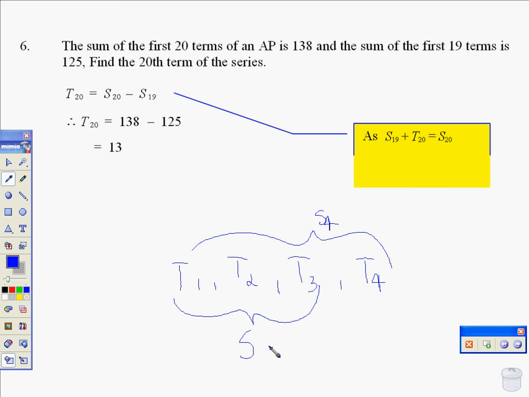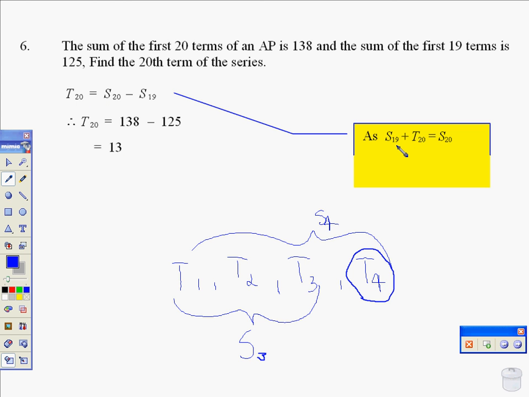If I use this example, the sum of the first 3 terms here would be T1, T2 plus T3, where the sum of the first 4 terms is T1, T2, T3, T4. The difference between the sum of the first 4 terms and the sum of the first 3 terms is just this 4th term. So all we need to do is add that one on to this amount to get the sum of the first 4 terms. So that's why we're getting this idea.